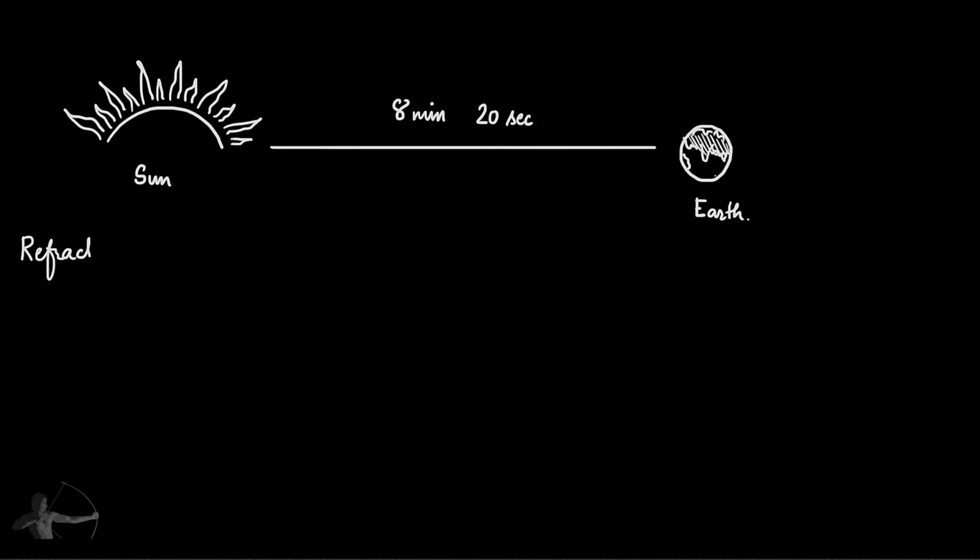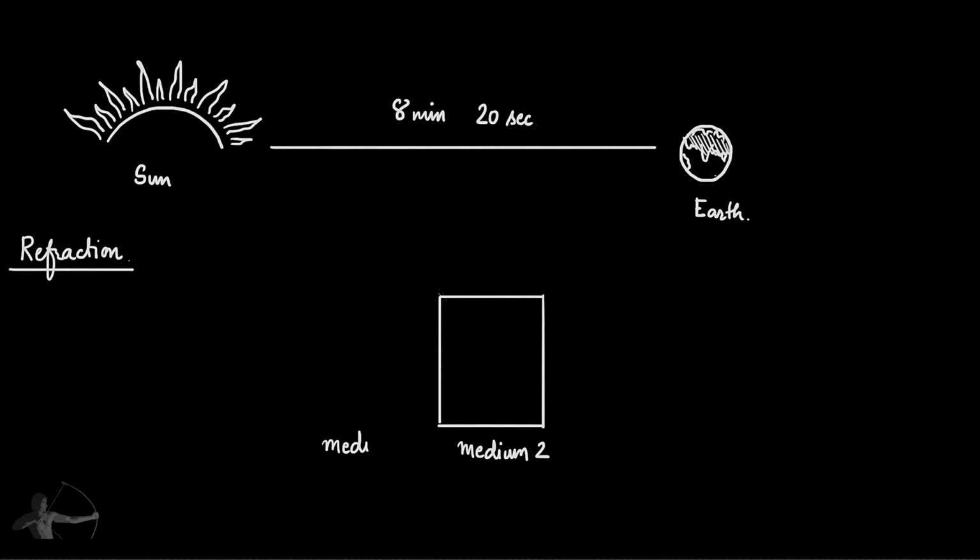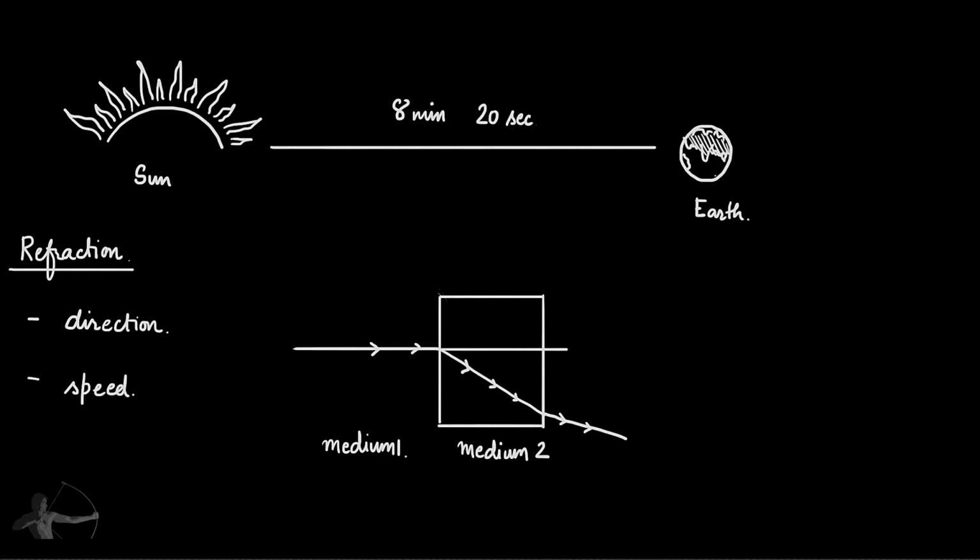Refraction is the phenomenon of bending of a light wave when it enters a new medium. So if this is medium 2 and this is medium 1 and light is coming in this direction, ideally it should pass through in the same direction. But because of refraction, it bends, and when it comes out into another medium, it will bend again. When a light wave enters a new medium, not only its direction changes, but its speed changes as well. Depending on the medium, it either speeds up or slows down.